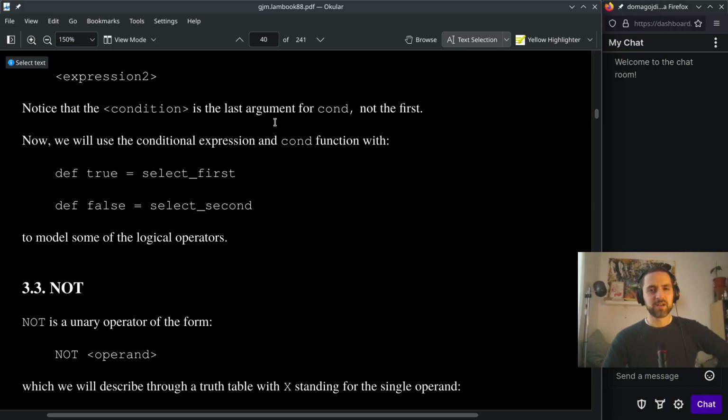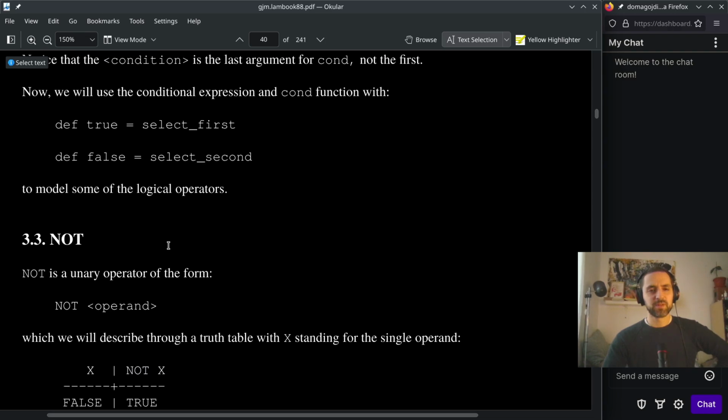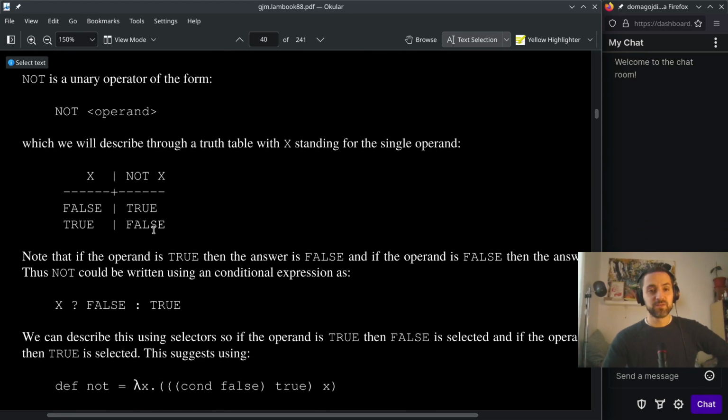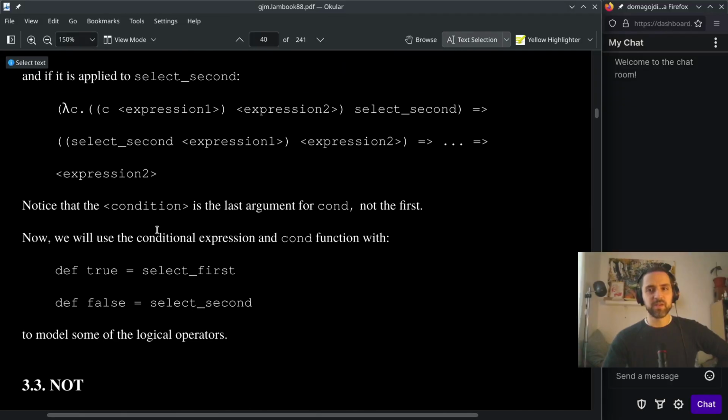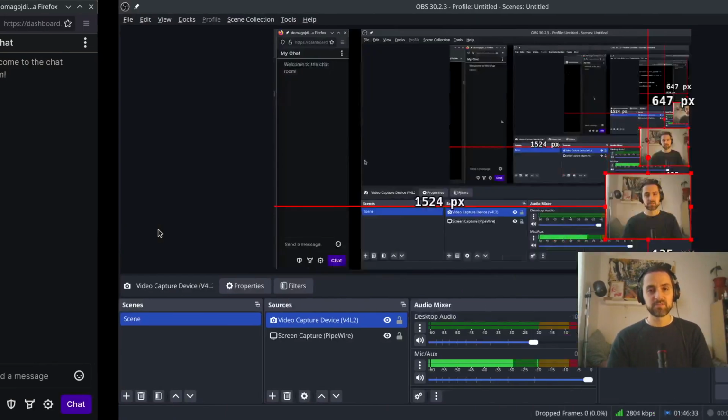Condition is the last argument for cond, not the first. The next part is to model some of the logical operators. Now he's going to do the not and everything. Okay, I'm going to stop here, and it was nice.